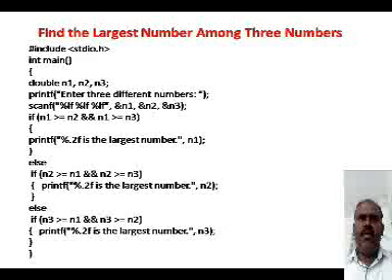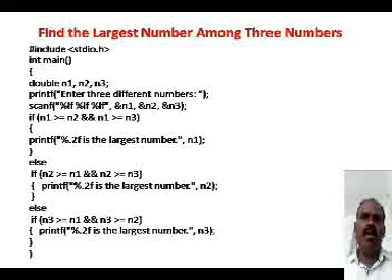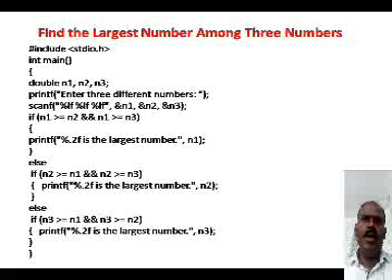Next program, find the largest number among the three numbers. In this program, we are using n1, n2, n3, three variables which store three different numbers. One number is compared with the other two numbers. If it is greater, it has to be displayed. For this, here we are using double data type, and n1, n2, n3 are variables.